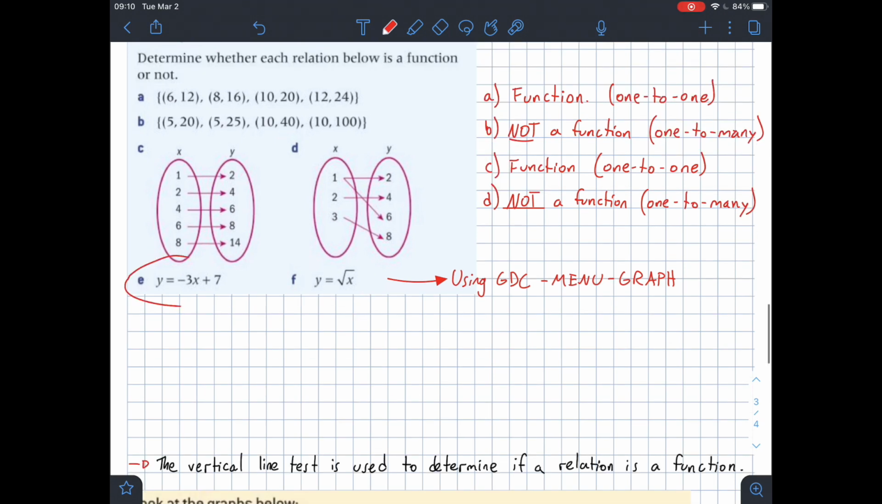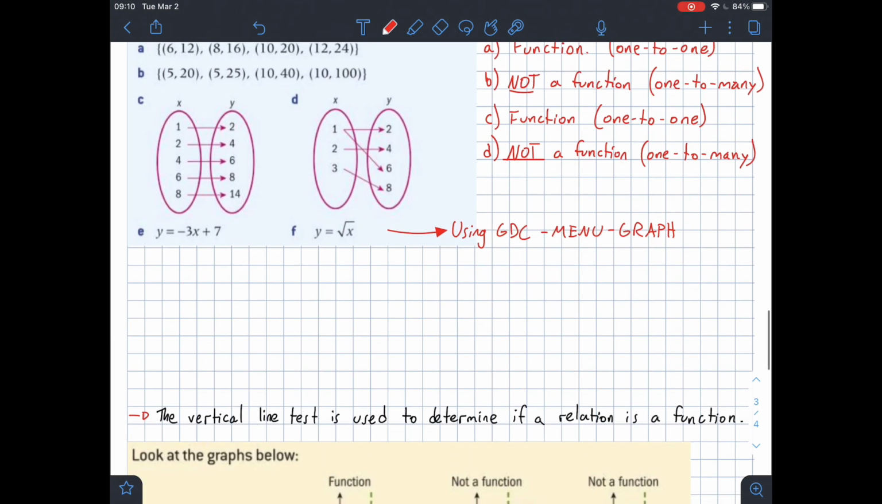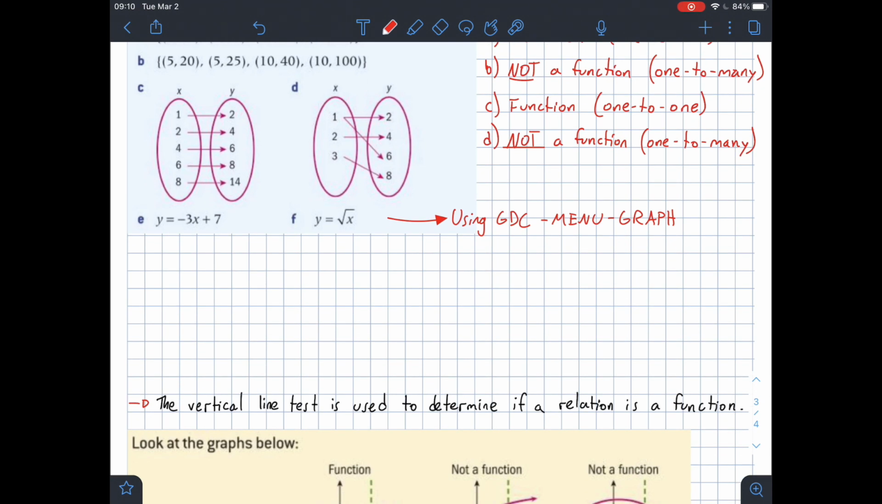Okay, and finally for E and F, I want to show you how to use your calculators to graph these functions in order to determine whether they are functions or not, right? Later on, we're going to study each of these functions specifically. You would see that this is, for example, the equation of a straight line. So this definitely is a function. And this is the equation of a radical function, right? Which is also a function. So let me show you how to graph this using your calculator.